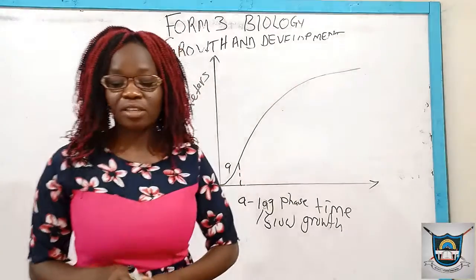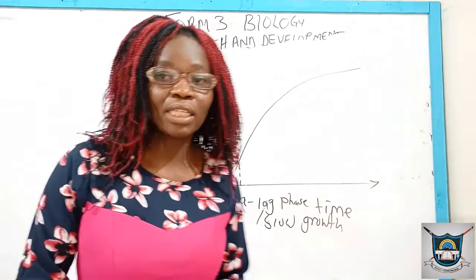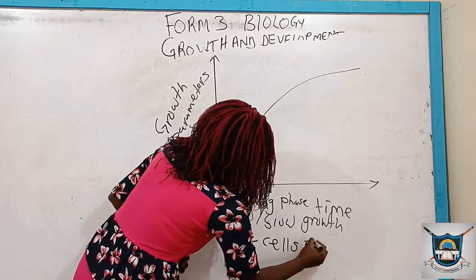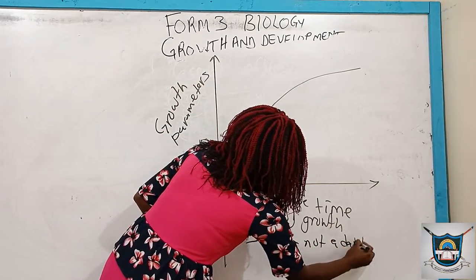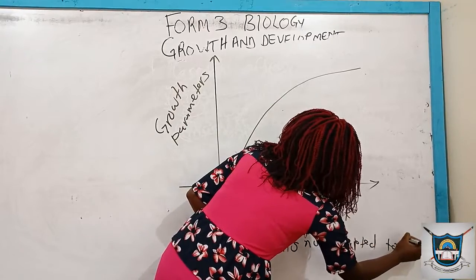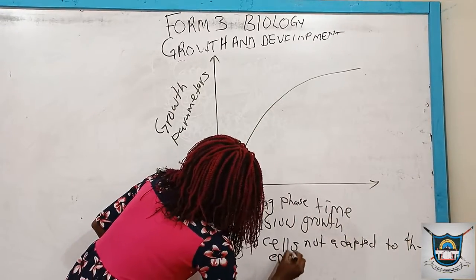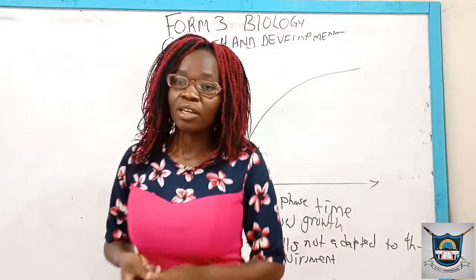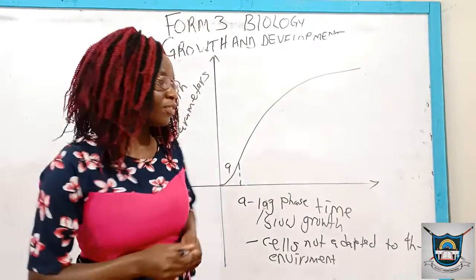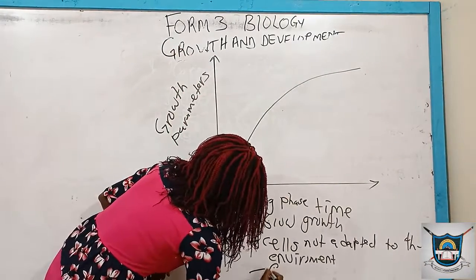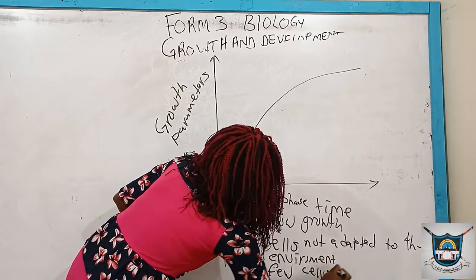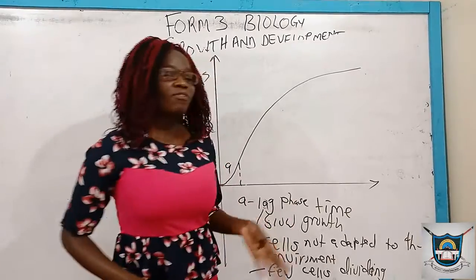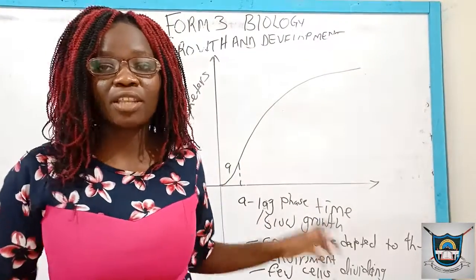This slow growth is caused by various factors. One, maybe the cells have not yet adapted to the environment, or there might be very few cells dividing. So these two factors can cause slow growth in that phase.